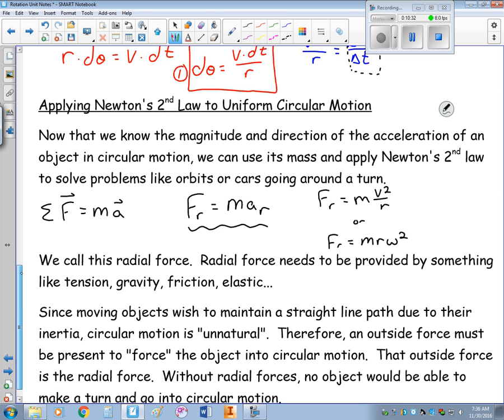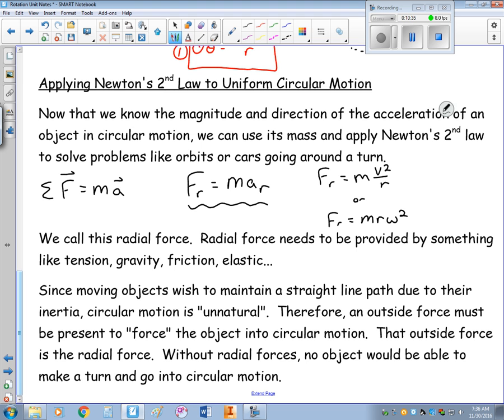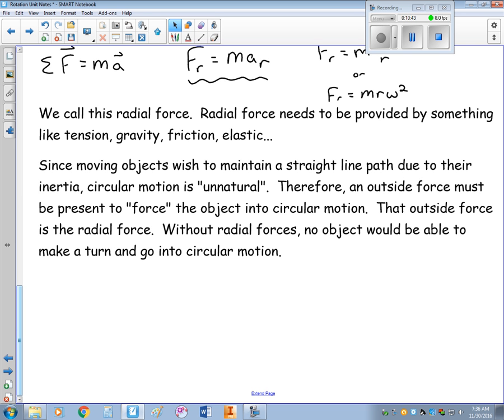So we call this a radial force. And the radial force really is just an idea. Something has to provide the radial force. So tension, gravity, friction, elastic something. All objects want to maintain a straight line path from their inertia. Circular motion, you have to recognize, is unnatural. Nothing wants to go in circular motion. Therefore, there must be an outside force that's present to force the object into circular motion. That outside force then is what we call the radial force. Without radial force, no object would be able to make a turn.